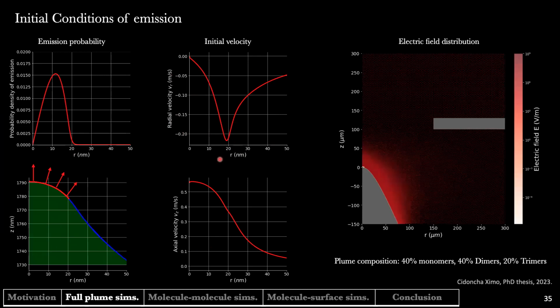And then we have the electric field distribution, and we can see that the magnitude of the electric field is very high near the emitter, and then it vanishes away when we go far from the emitter. And we also have the plume composition that is composed of 40% monomers, 40% dimers, and 20% trimers.